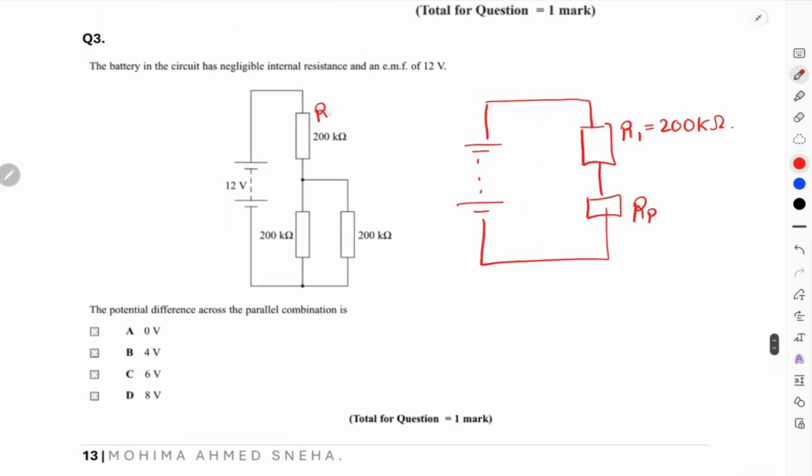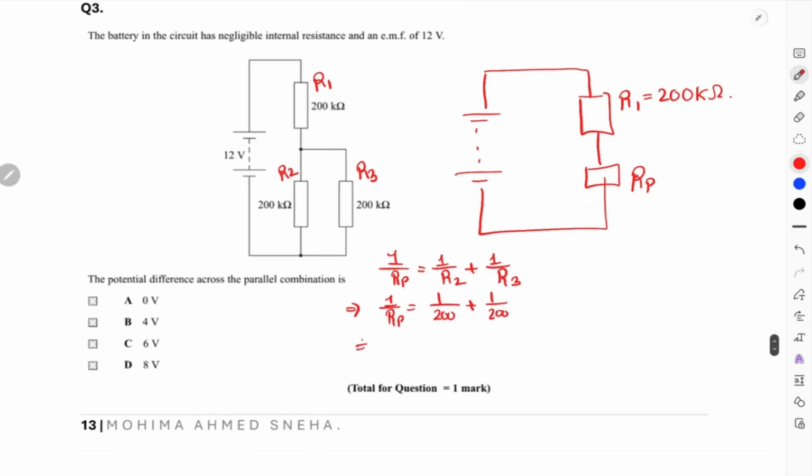I'm going to name these resistors over here. It's just easier for me to explain them. 1 over Rp, the parallel combination, is going to be 1 over R2 plus 1 over R3, because resistor 2 and resistor 3 were connected in parallel. So 1 over Rp equals 1 over 200 plus 1 over 200, which is going to be 1 over 100 at the end, right? So in that case, Rp is eventually going to be 100 kilo ohms.